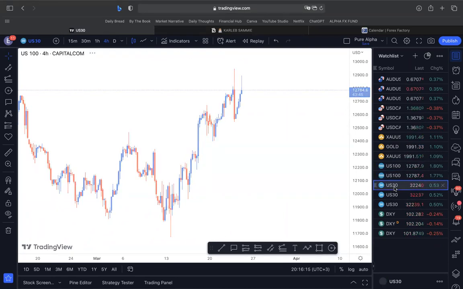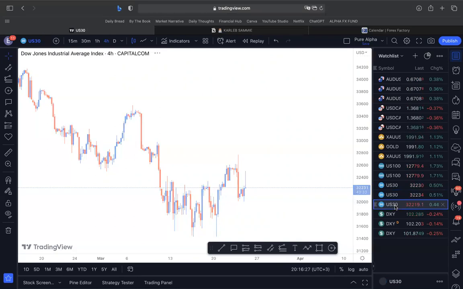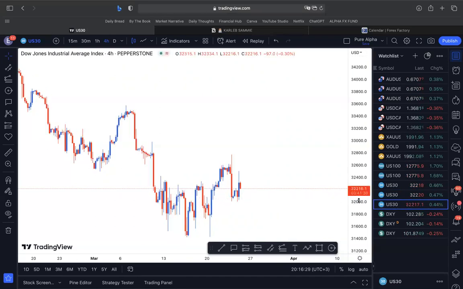If you look at US 30, I think there's a disparity. This is currency.com, you have 43 minutes. If you come to capital.com, you have 43 minutes. This is the US 30, this is Dow Jones. But if you come to Paperstone, you have 3 hours 41 minutes. So now you're wondering, okay, which candlestick, which one should I trade?